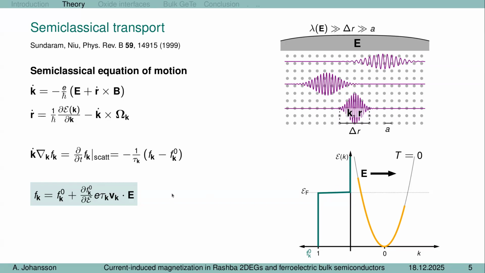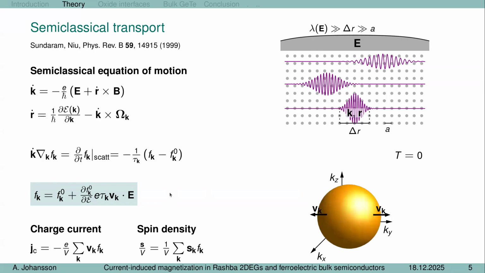So now we know how the distribution of the states behaves under the influence of external fields. And now we want to calculate macroscopic properties like a charge current. The charge current is the sum over the velocity of all occupied states. The spin density would be the sum over their k-dependent spin expectation values.